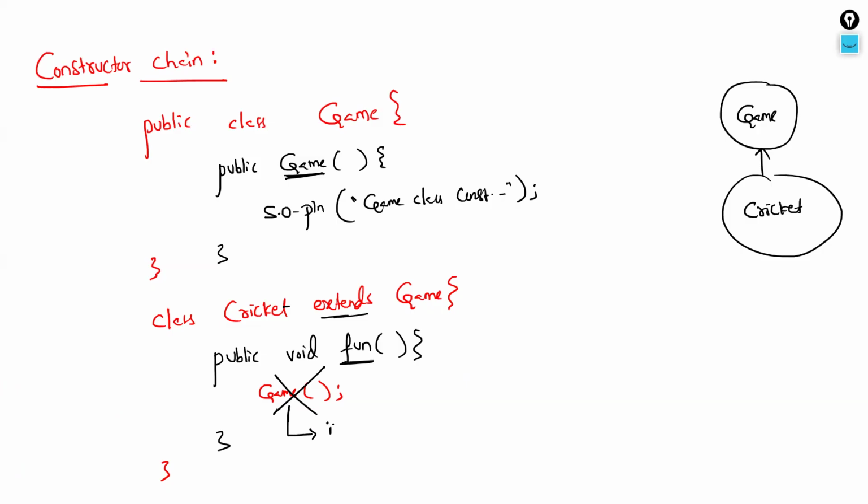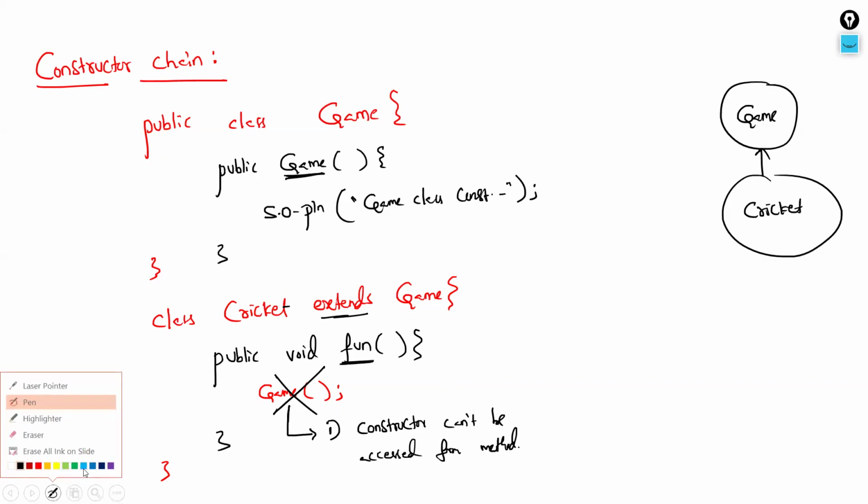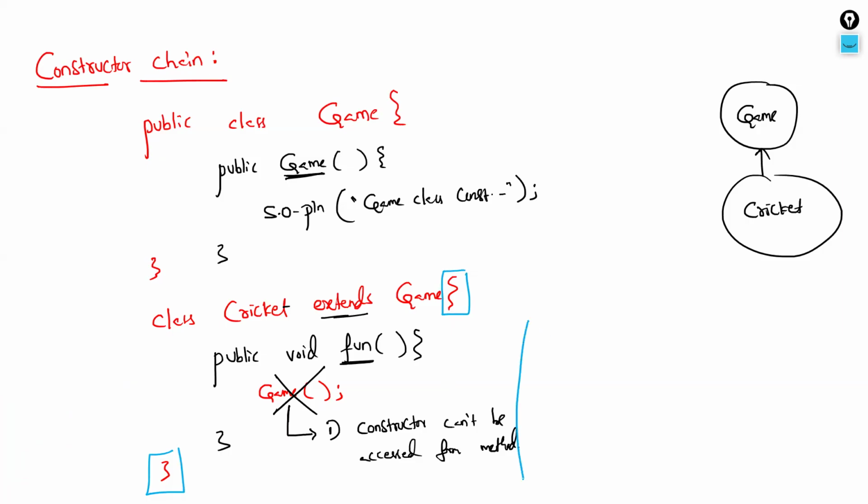So I am writing the various reasons. The first reason why it is not possible: a constructor can never be accessed from a method. A constructor can't be accessed from a method. By mistake, if you write this, then it is an error. It's not possible.